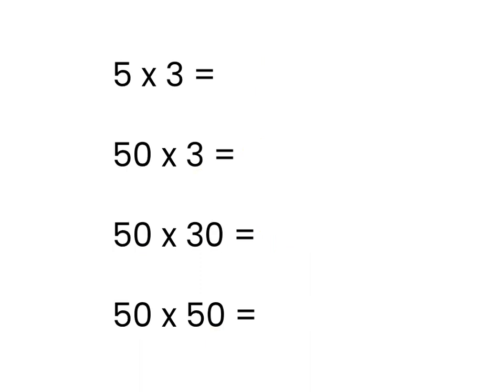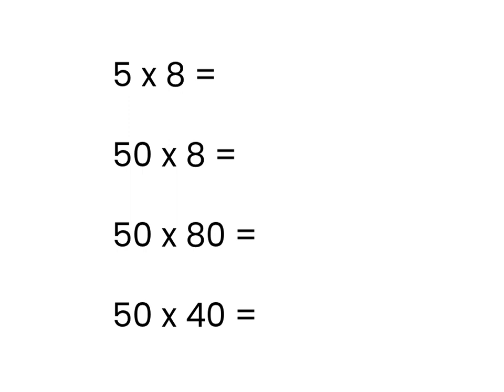Alrighty, 5 times 3, same thing. Pause the video if you need to, and then come back. 5 times 3, 15. 50 times 3, well, it's 15 with our 0, so 150. 50 times 30 would be 1,500. And 50 times 50, well, 5 times 5 is 25. And then we've got our 2 zeros here, so 2,500.